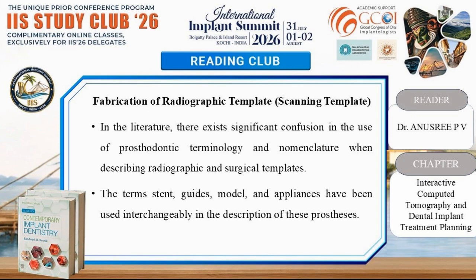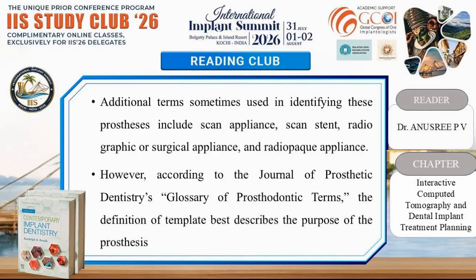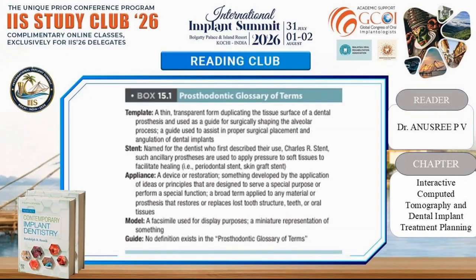In the literature, there exists significant confusion in the use of prosthodontic terminology and nomenclature when describing radiographic and surgical templates. The terms stent, guide, model, and appliance have been used interchangeably in the description of these processes. Additional terms sometimes used in identifying these processes include scan appliance, scan stent, radiographic or surgical appliance, and radio-opaque appliance. However, according to the Journal of Prosthetic Dentistry, Glossary of Prosthodontic Terms, the definition of template best describes the purpose of the processes.